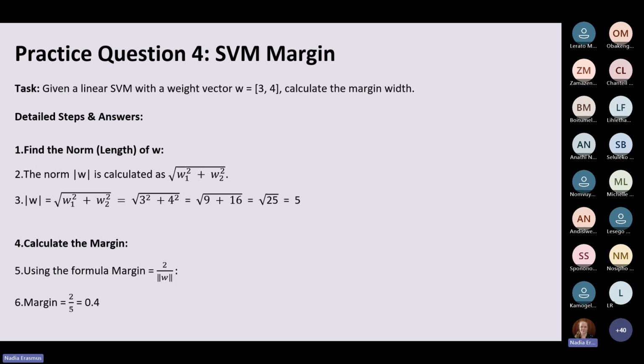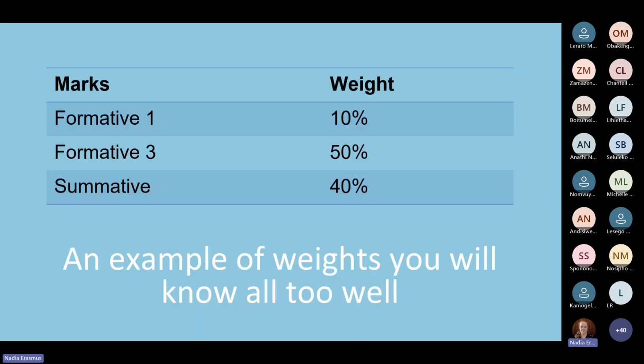Okay, so that is similar to what you guys are going to do. You guys are just going to change the values because you have different values that are given to you. Okay, so what other examples do we have of weights?